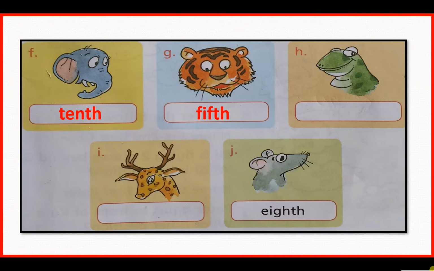F-I-F-T-H, 5th. Now frog has 3rd position, so we write 3rd in the box. T-H-I-R-D, 3rd. Deer has 7th position, so here we write 7th. S-E-V-E-N-T-H, 7th. And in the end, mouse has 8th position.